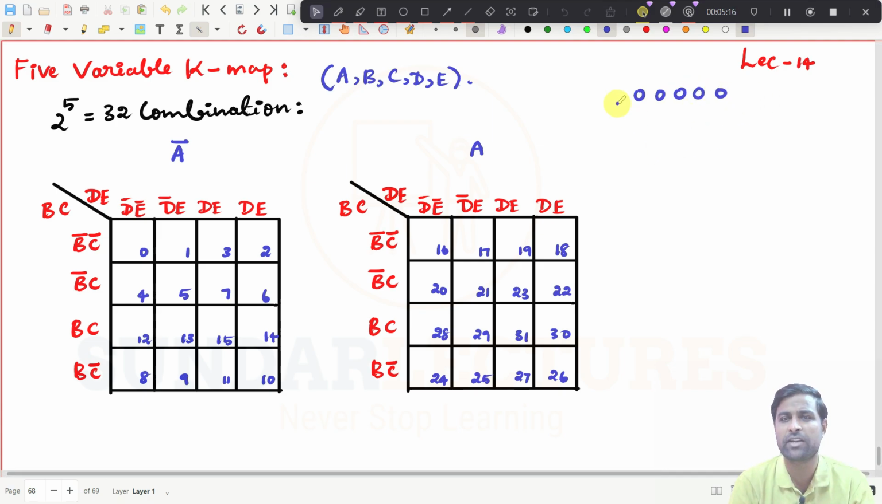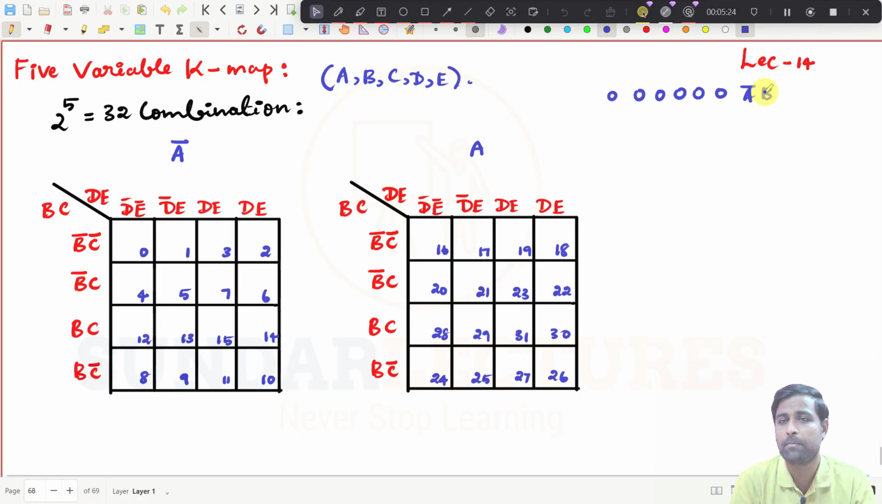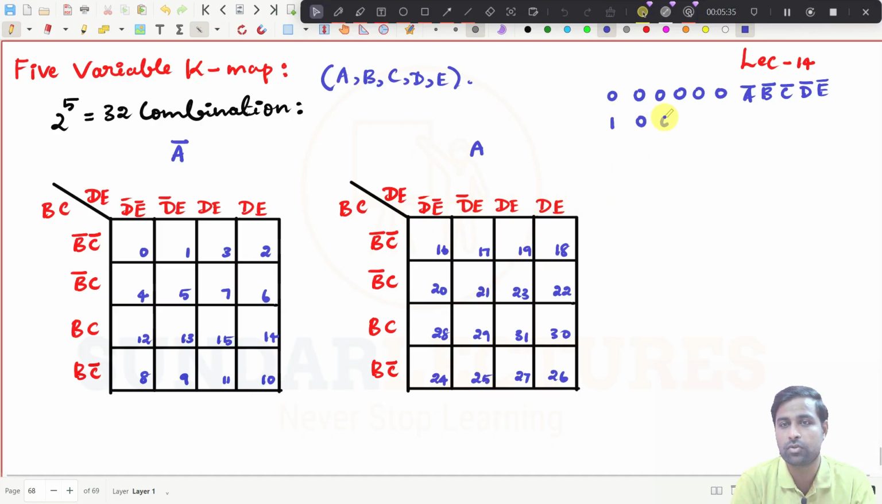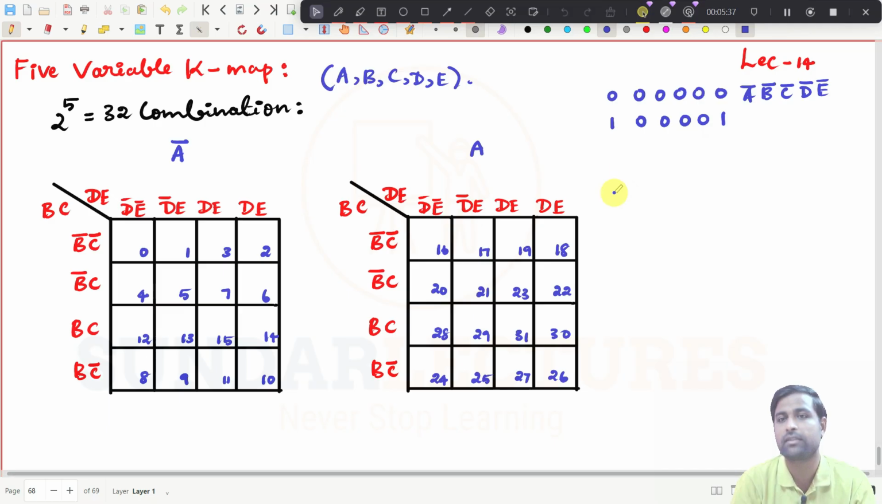That is my first combination, right? That is my first min term, 0 min term. So what is the value? If it is SOP, then I can write A bar, B bar, C bar, D bar, E bar. You know this one, right? And if I go for the second min term, what will it be? 0, 0, 0, 0, 1. This is the second min term.